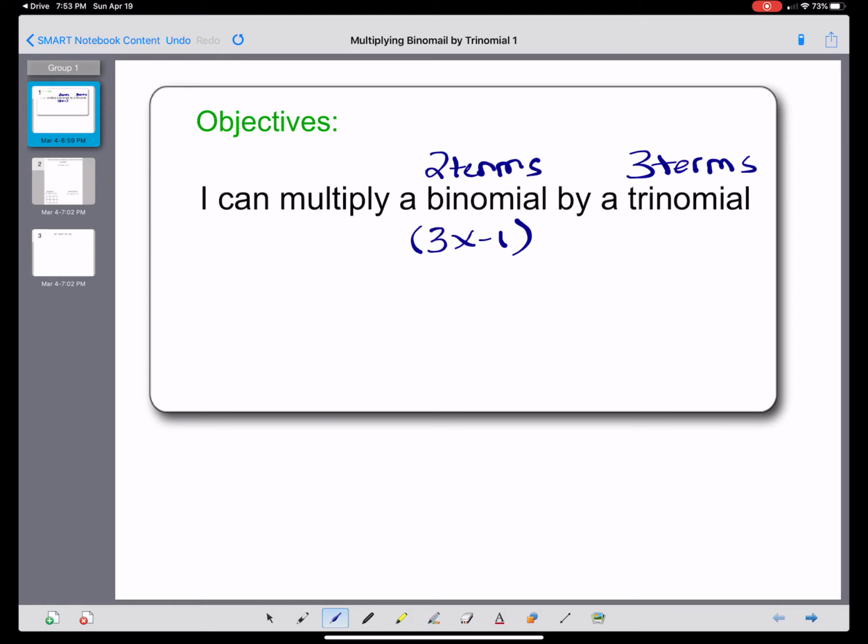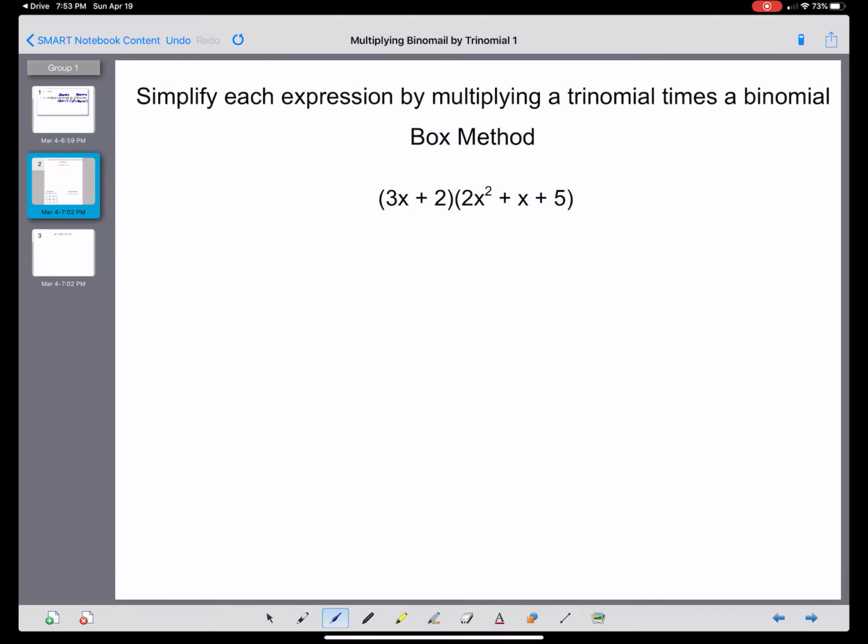And an example of a trinomial would be, let's go, x squared plus 5x plus 6. That is an example of a trinomial. So what we're going to do is multiply the binomial and the trinomial, and we end up with a long expression, okay? And we're going to use the box method for this. So let's take a look at this example. I have to simplify each expression by multiplying a trinomial times a binomial. And we're going to use the box method.